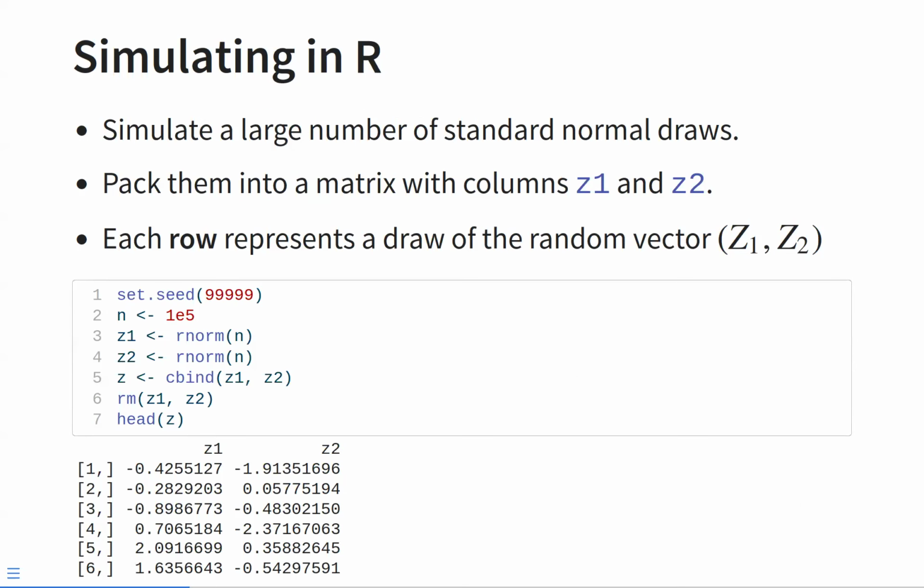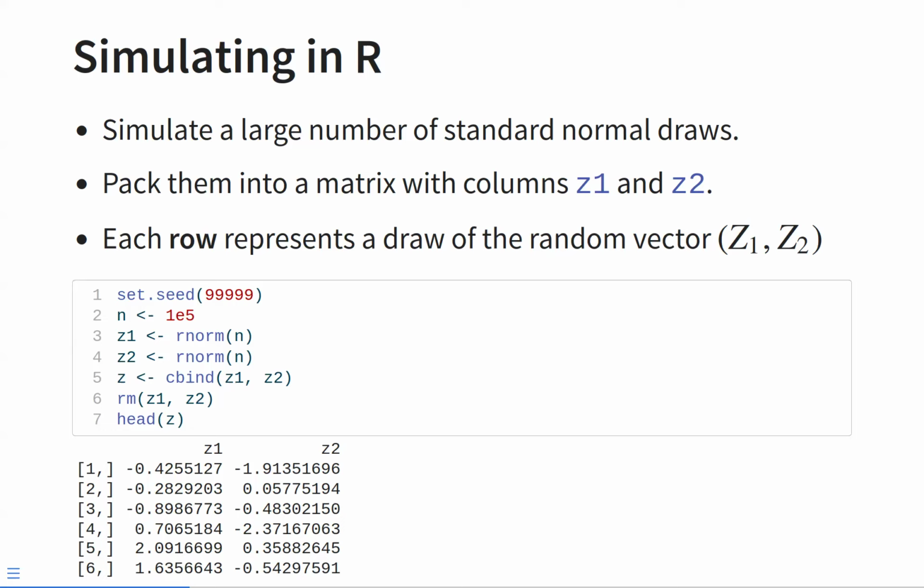Let's try to simulate this in R. I'm going to start off by simulating a large number of standard normal draws. Then I'm going to pack them into a matrix. I'm going to call the columns of this matrix Z1 and Z2. Each row of the matrix I'm about to create represents a single draw of the random vector Z1, comma Z2. So I usually write vectors as column vectors, but now we have turned them on their side, and the reason is that this is typically going to be how R likes to work with randomly generated vectors. So we're going to follow the same convention that some R packages you'll see later use.